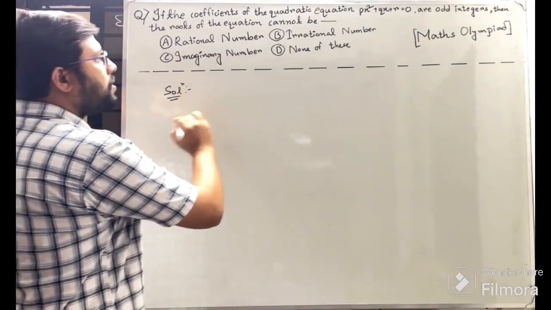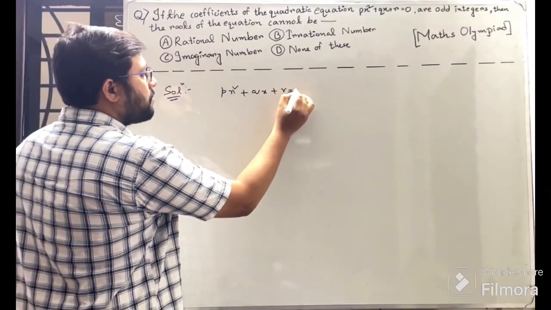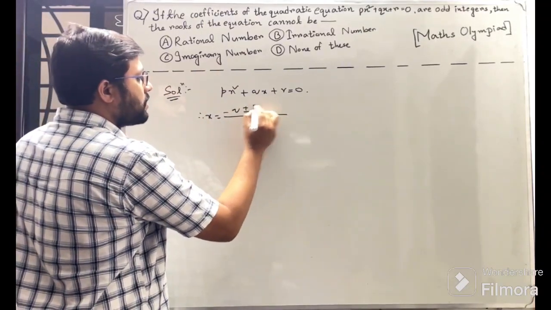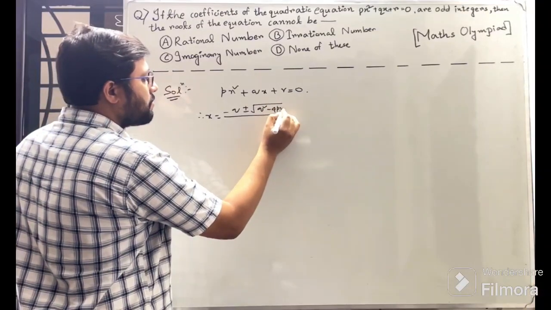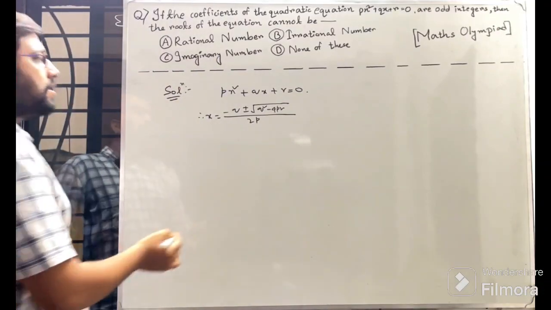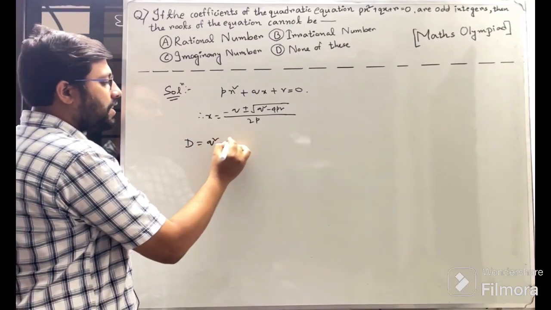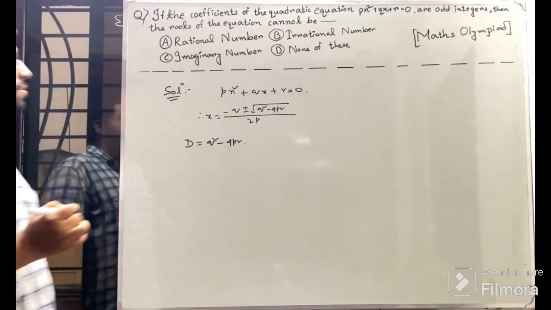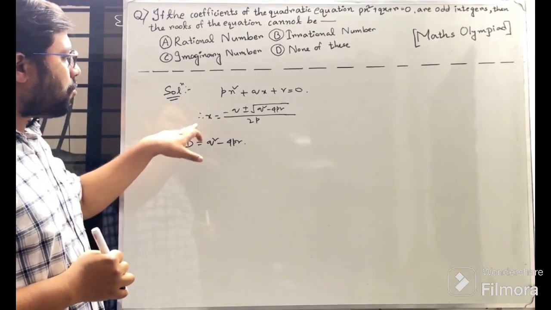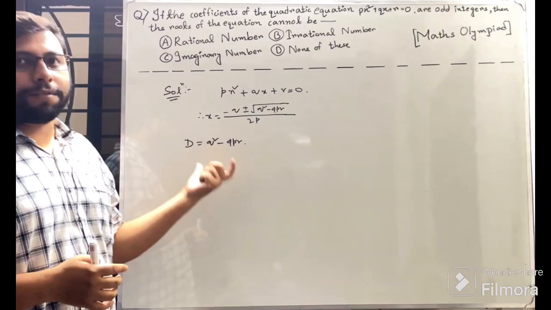So for the roots of this equation, first we solve this in the general method. So x equals minus q plus minus root over q square minus 4pr by 2p. This is the Sridharacharya method. Now this part is called the discriminant of this equation, D equals q square minus 4pr. Now if we want the roots to be rational, this discriminant must be of the form of a perfect square.